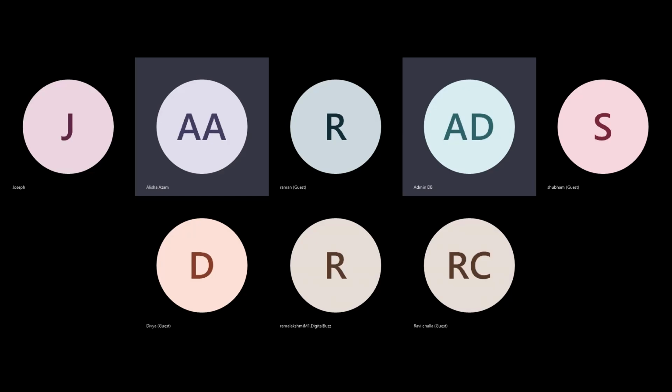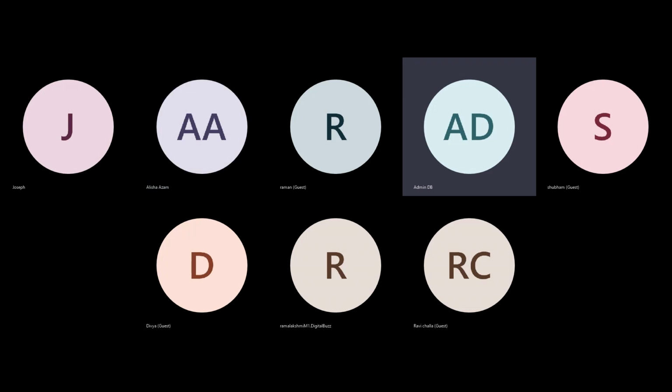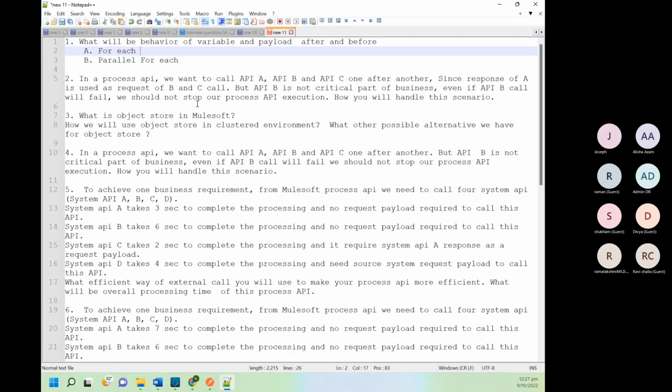So whatever payload variable I will... okay, go ahead. I think the variable after execution of for each will change, but the payload after execution of for each remains the same as before the execution. Payload will be as it is, correct, and the variable will change. Yes, correct. What about parallel for each?